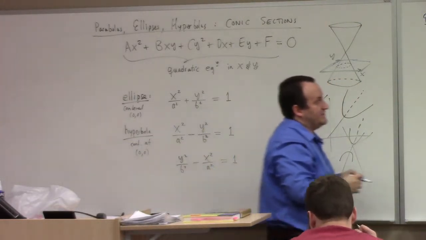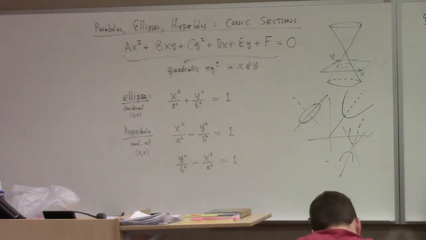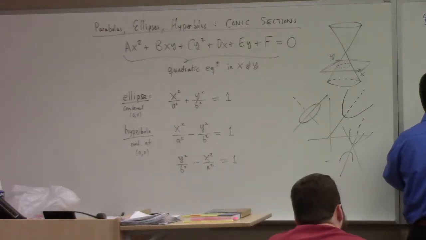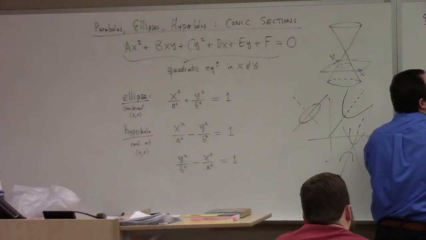It's easy enough to see that that gives you y squared equals x squared, which gives us y equals plus or minus x. Those are my asymptotes here. So asymptotes are what they sound like. They're things that the hyperbola will approach but not get to.